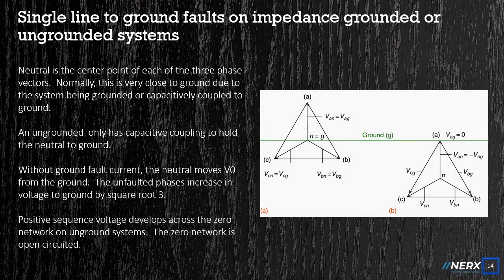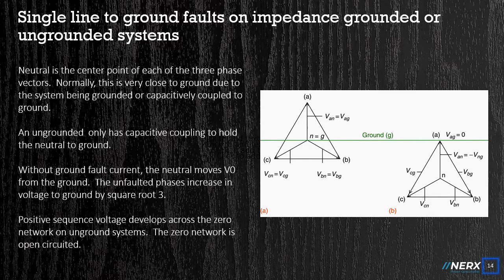This is something that can be difficult to deeply explain without sequence components. Suppose you have an ungrounded system. The only thing that holds the neutral to ground is ground capacitance. That is a weak coupling. Not enough to hold the neutral to ground during a ground fault.